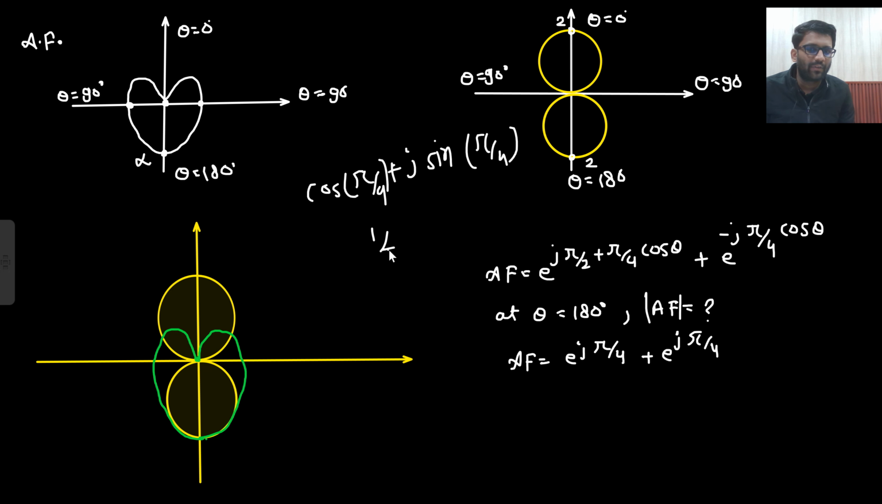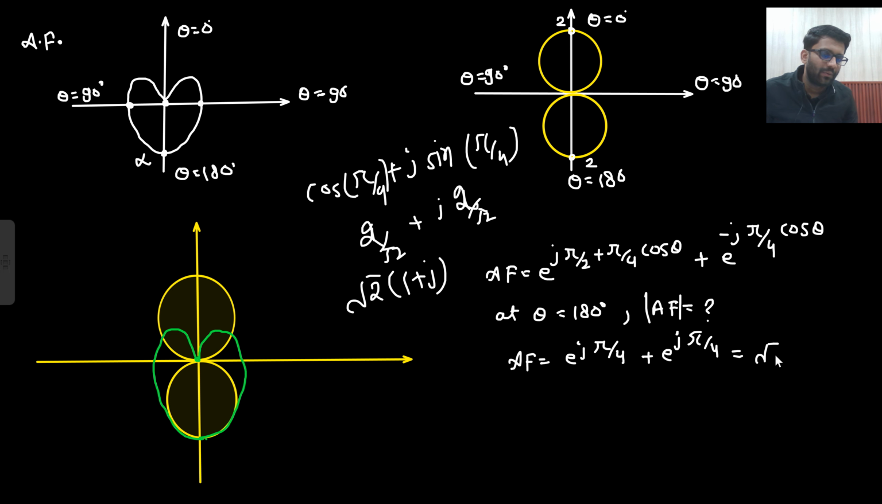Right? What is cos pi by 4? 1 by under root 2 plus j 1 by under root 2. And double of that, just multiply by 2. What will be the double of this? Under root 2 into 1 plus j. So what you are getting? Under root 2 into 1 plus j. And if you take the magnitude, what are you getting? Array factor at theta equals 180 degree. That would be 2 only.